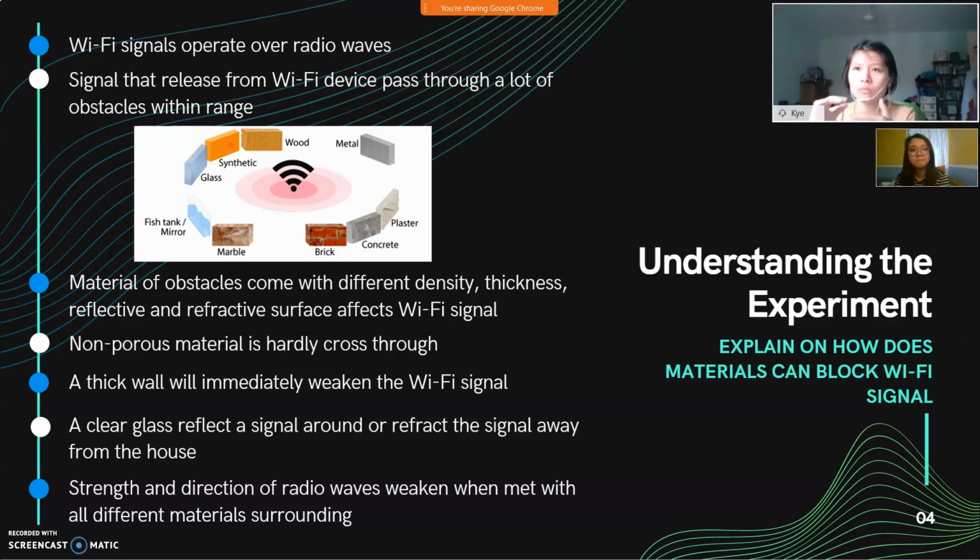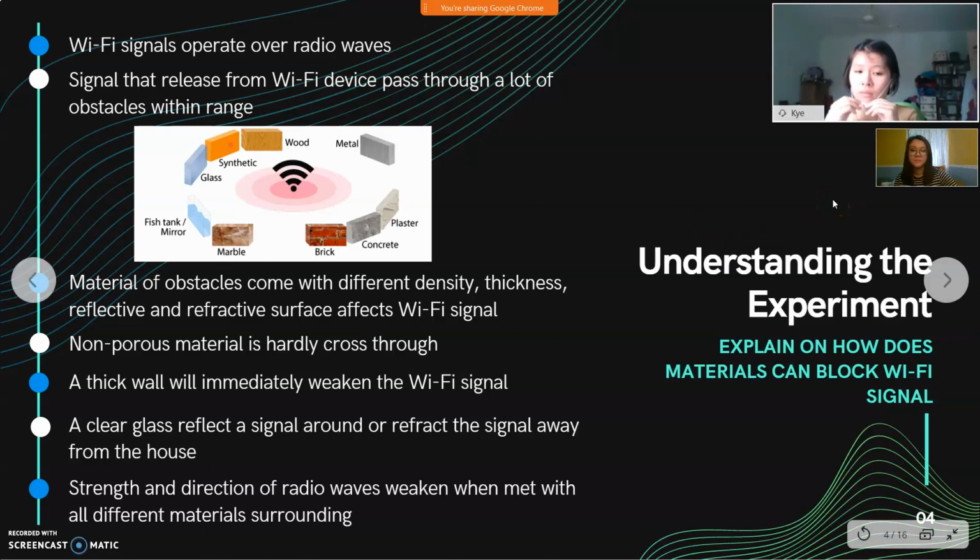The types of obstacle materials are categorized into density, thickness, reflection, and refraction. For example, a non-porous material with high density is hardly crossed through by the radio waves, and a thick obstacle will immediately weaken the Wi-Fi electromagnetic waves and reduce the signal. A clear glass is ideal to bounce a signal around or reflect the signal away from the house.